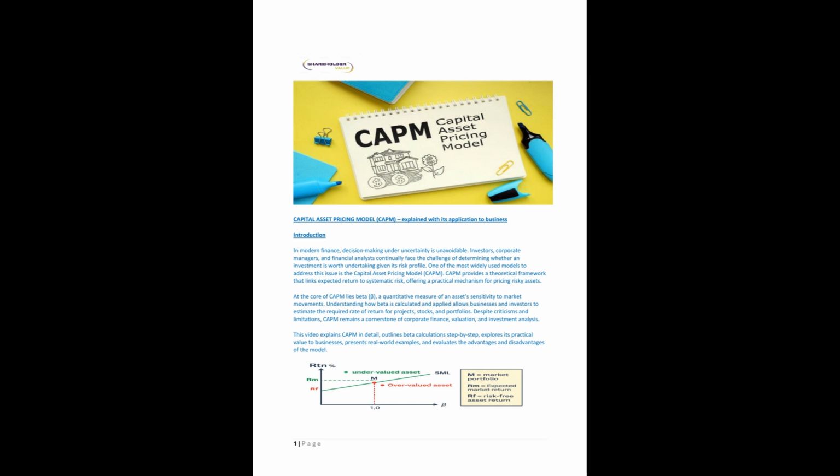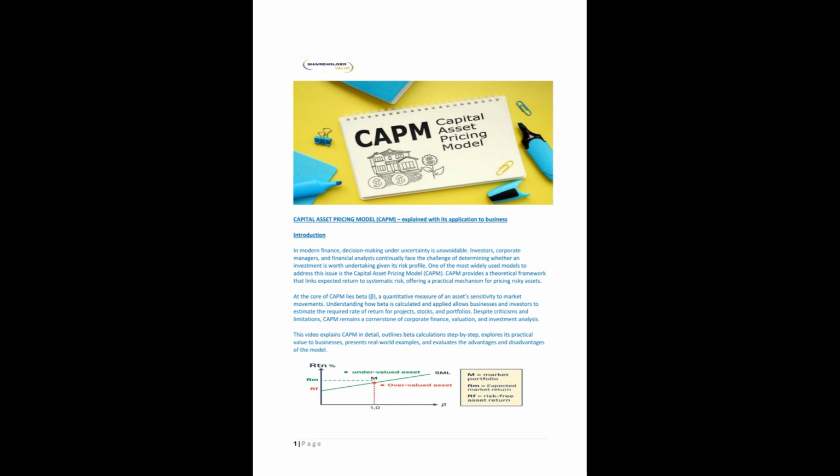In finance today, making decisions when outcomes are uncertain is something everyone faces, whether you're an investor or a business manager. A key tool for tackling this challenge is the Capital Asset Pricing Model, or CAPM. This model helps us understand the relationship between risk and expected return by focusing on systematic risk, which is risk tied to the overall market.